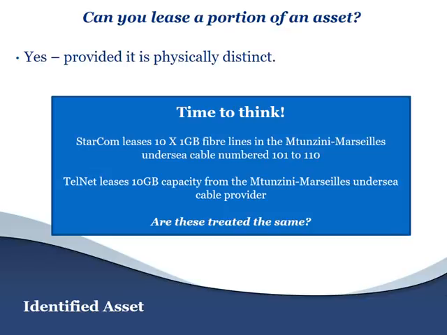In the second one, I'm leasing capacity, 10 gigabytes within a pipe. We don't know which fiber lines relate to it. They're not distinct. I just know I'm getting 10 gigabytes out. Now, it's quite an interesting one, because what you can see is that we have a situation where you're getting a different answer depending on the way it is structured.